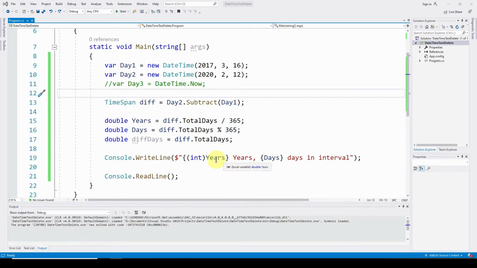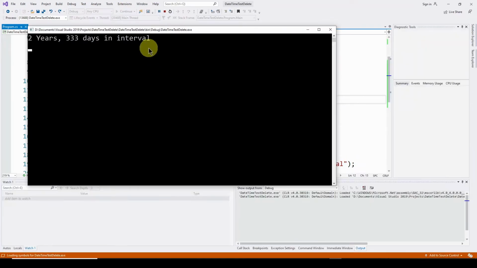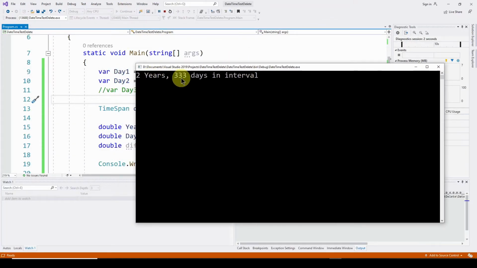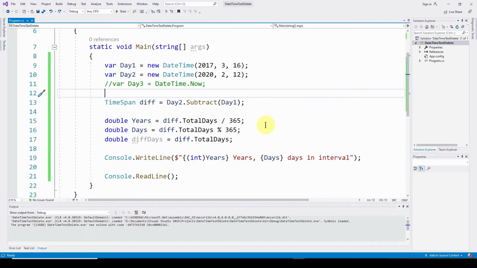Down here, I want just the 2 for the years. I don't want all the decimal points, so I cast it to an integer. And then I've got the days here, which is the total days modulus 365. So we should get 300-something days. Let's run this. And here we go. We've got 2 years, 333 days in that interval. Okay, so that makes sense. Again, you're going to have to do a little work to figure out the years, and you're going to have to make some assumptions.